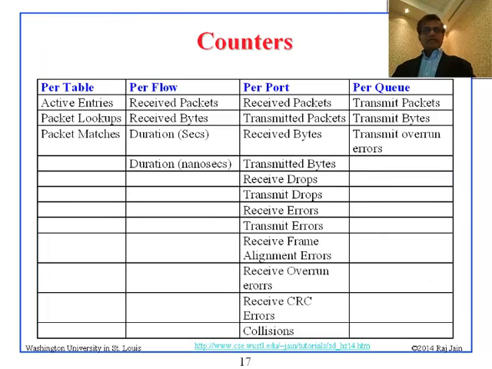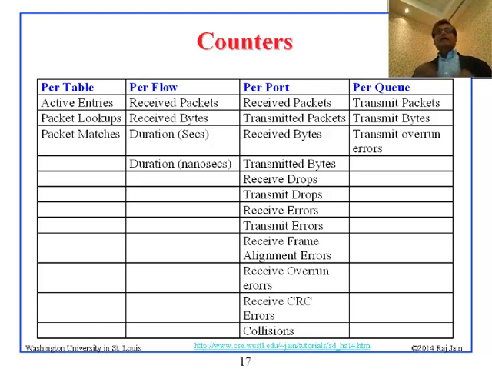Right? So per flow, you could have how many packets were received, how many bytes were received, how long the flow was. So when the first packet matches that row, we note down the time, that this is when the flow started, and then when nothing matches, we know this is how long the flow has been active. Right? So we know the flow duration. Duration is measured in seconds and nanoseconds. So it could be 3 seconds plus 200 nanoseconds.